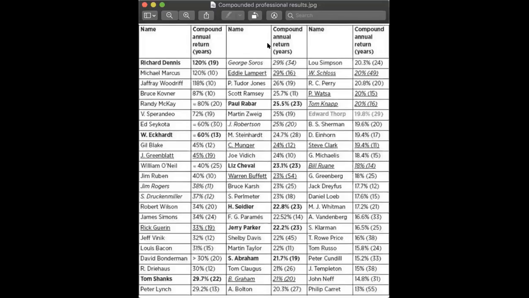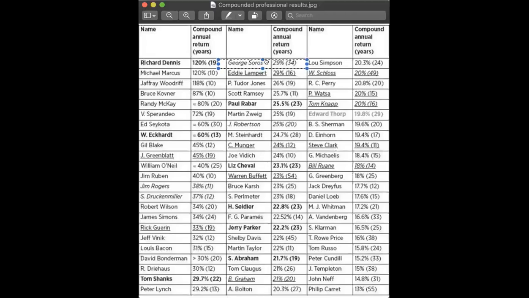This is the top 72 traders that have ever lived. If you take the average of all 72, it's about 32% per year in returns. There are some exceptions to the rule, like Richard Dennis. He did 120% a year, but look at his win rate, guys. Go Google Richard Dennis and learn about his win rate. He won only about 10% of his trades. 90% of his trades were losing, but he still made more returns than some of the wealthiest people.